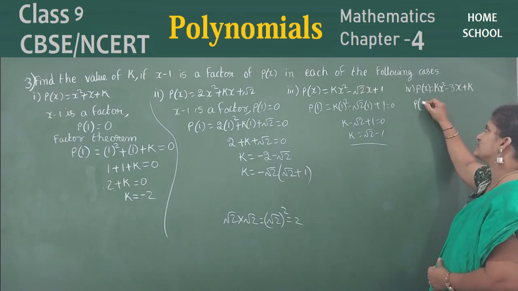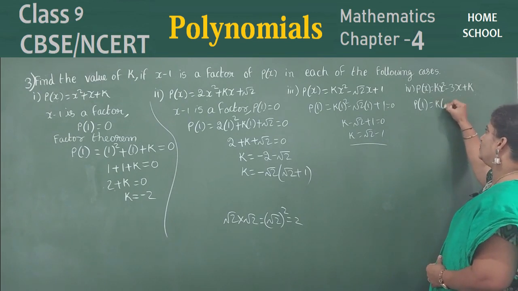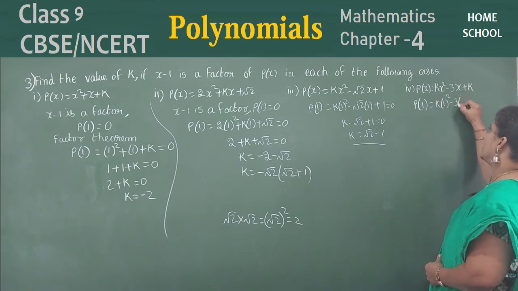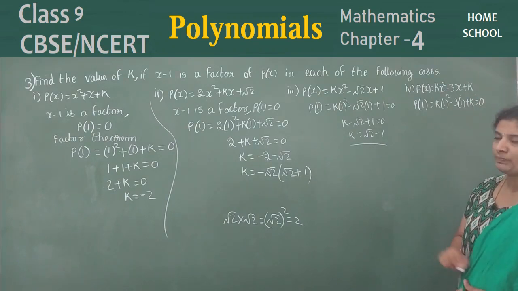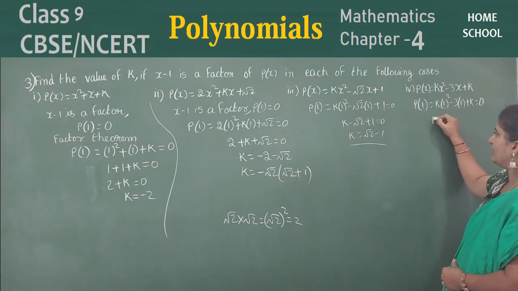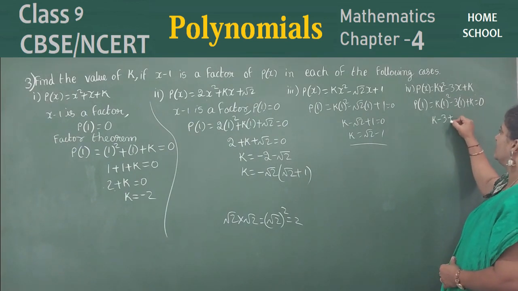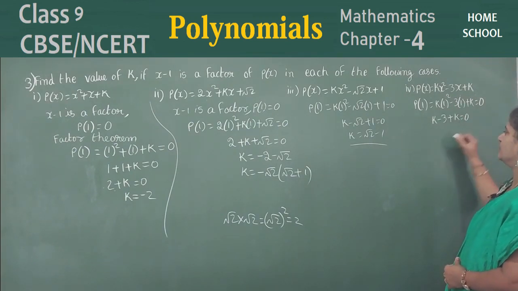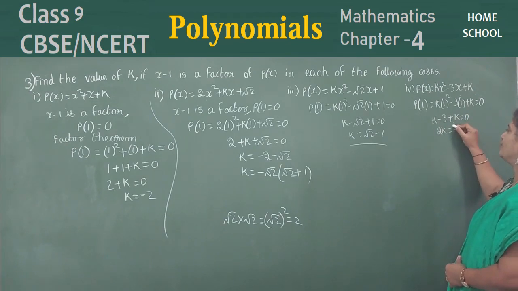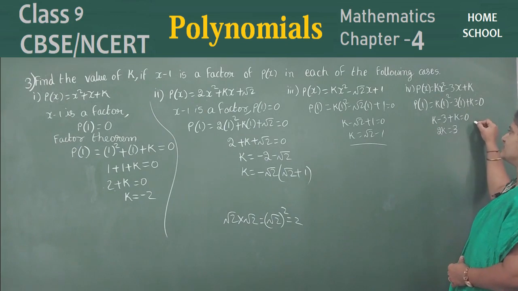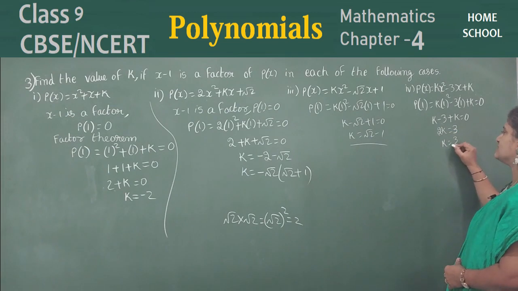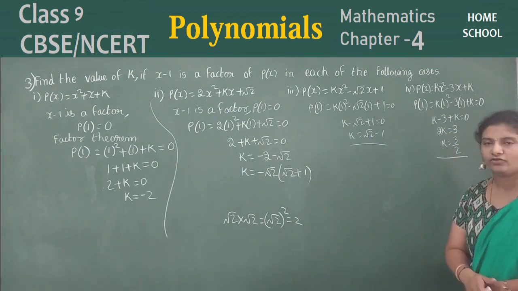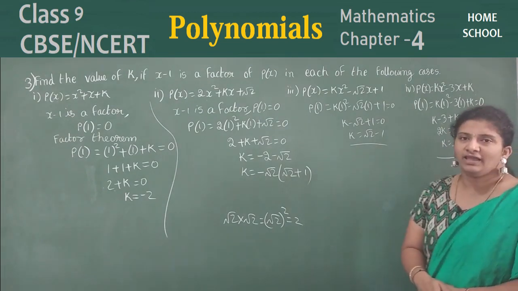Directly now substitute x is equal to 1. k into 1 whole square minus 3 into 1 plus k equal to 0. 1 into 1 will be 1, 1 into k will be k, minus 3 plus k equal to 0. k plus k, 2k equal to 3. Minus 3 if it comes this side, plus 3. And this multiple, if it goes to the other side, divided by. Therefore, your k value is 3 by 2.